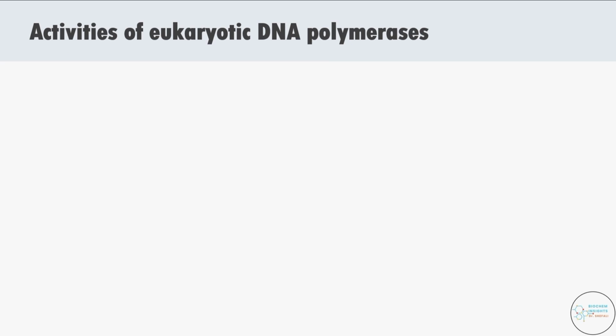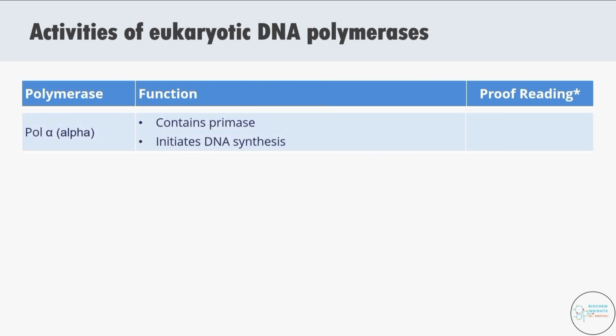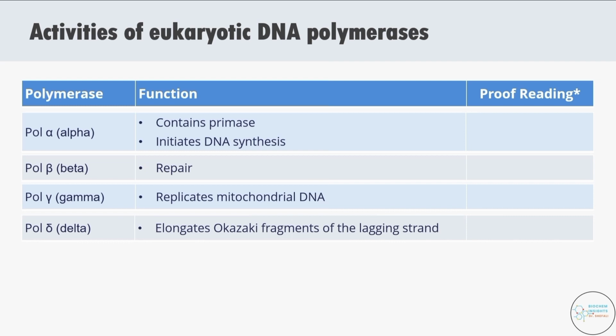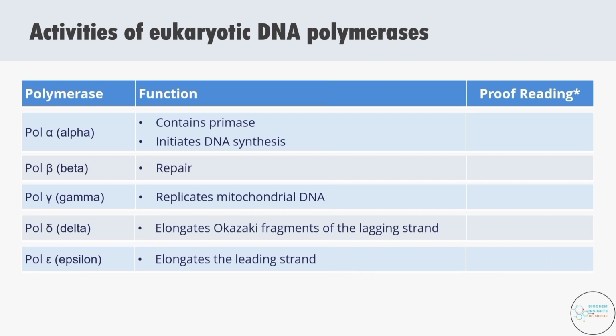Now, unlike the prokaryotic replication where we had seen only two DNA polymerases, type 3 and type 1, in eukaryotic replication there are numerous DNA polymerases that perform different activities. Let's now check the activities of eukaryotic DNA polymerases as well. So polymerase alpha contains primase and it initiates the DNA synthesis. Polymerase beta performs the function of repair. Polymerase gamma replicates mitochondrial DNA. Polymerase delta elongates Okazaki fragments of the lagging strand, and polymerase epsilon elongates the leading strand.